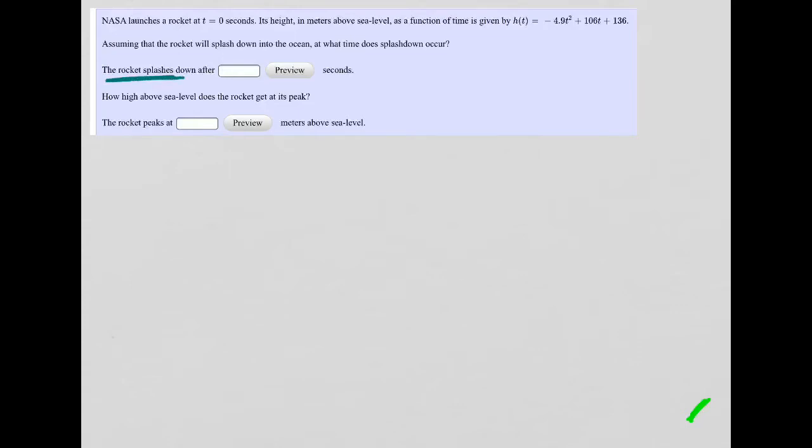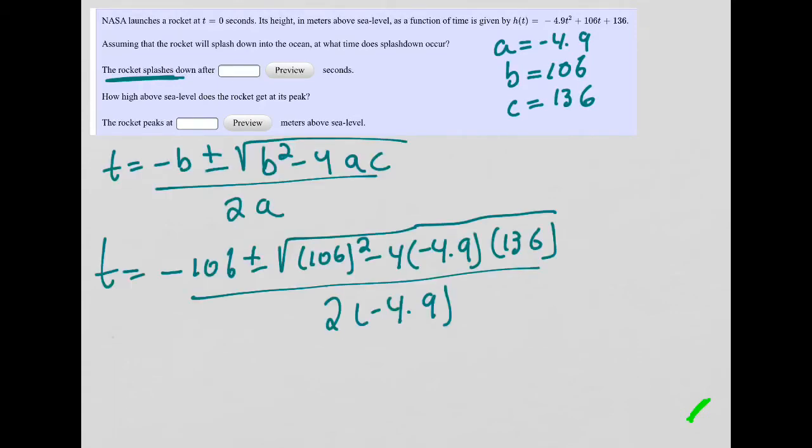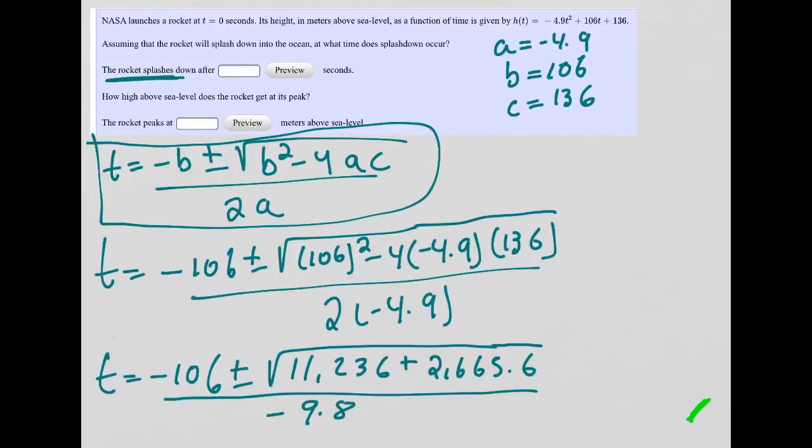So when it splashes down, I'm going to use the quadratic formula. A is negative 4.9, B is 106, and C is 136. So here's the quadratic formula, and I substitute the values into it. Now I am going to simplify inside the radical. After I simplify inside the radical, the last step is to add the two numbers. After I have added, I'm going to split it into two answers.